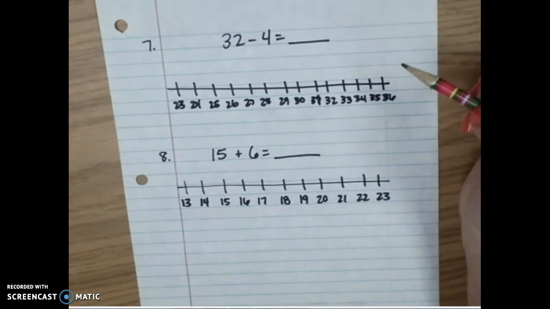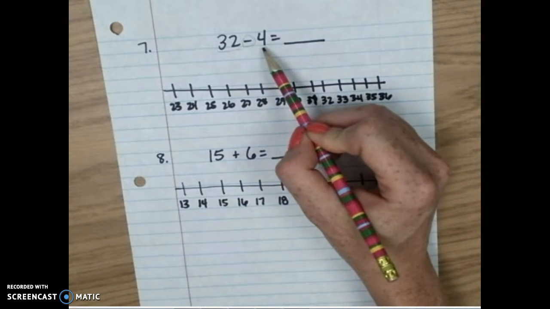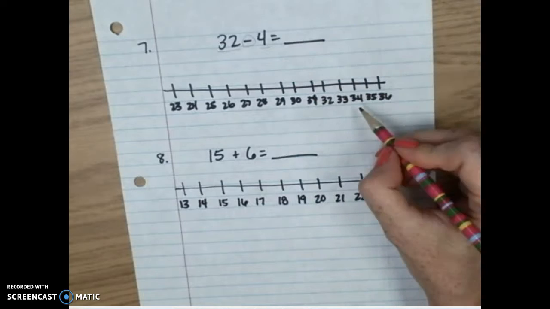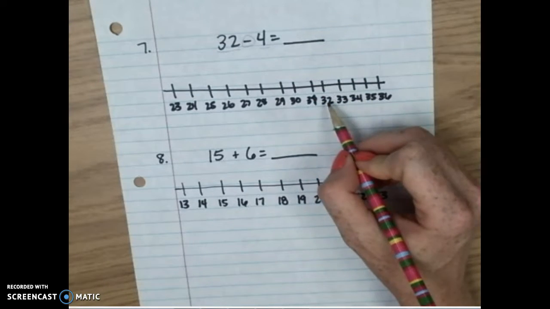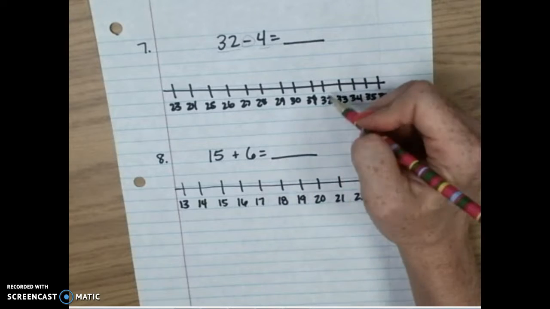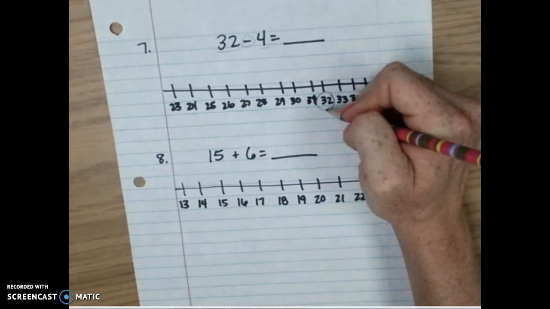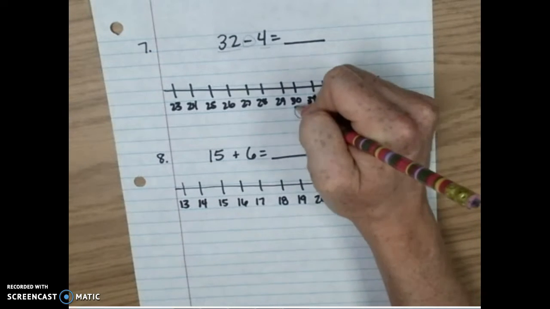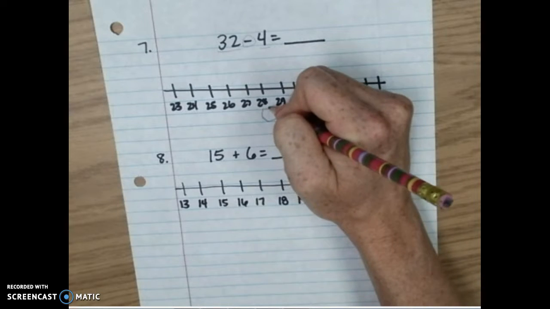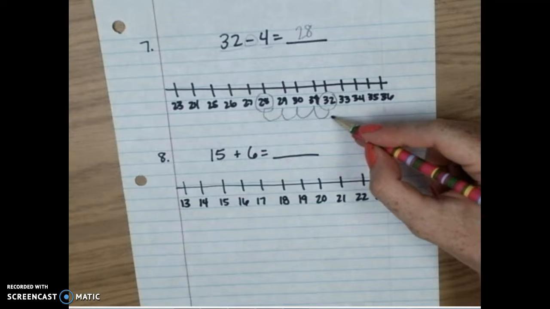and trying to make sure that the right line is pointing to the right number. Okay? So let me show you what I mean by that. If I'm starting with 32 and I'm subtracting 4, then I put my pencil on 32 and I go backwards 4 because that was how we talked about subtracting. So I circle 32, that's where I'm starting. I go backwards 4, 1, 2, 3, 4. My answer is 28.